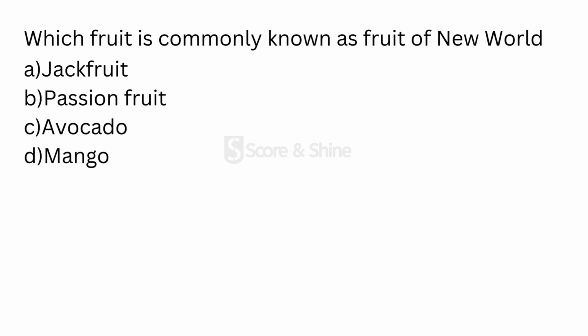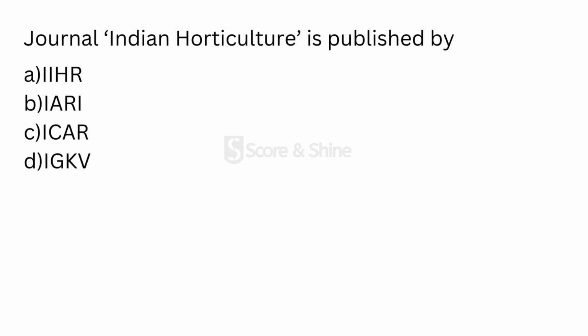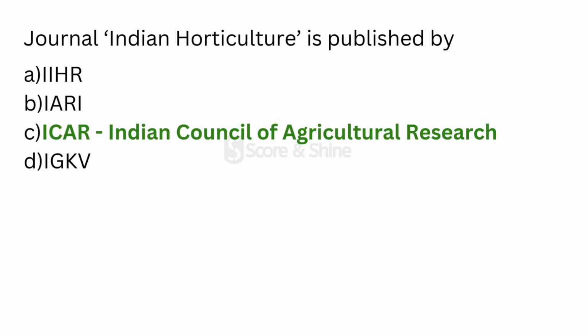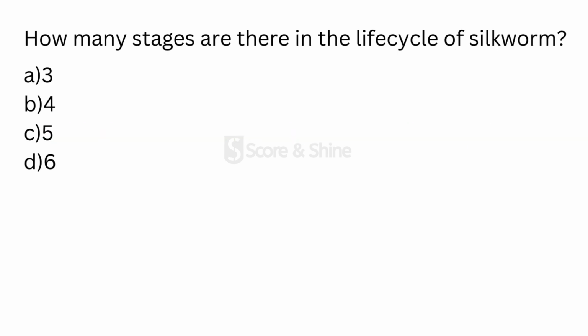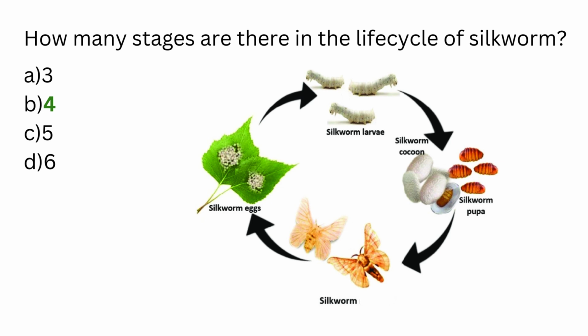And next, which fruit is commonly known as fruit of New World? The answer is avocado. And next, journal Indian Horticulture is published by? The answer is ICAR. So it is Indian Council of Agricultural Research. And next, how many stages are there in the life cycle of silkworm? The answer is 4 stages. So the 4 stages of silkworm include egg, larva, pupa and moth.